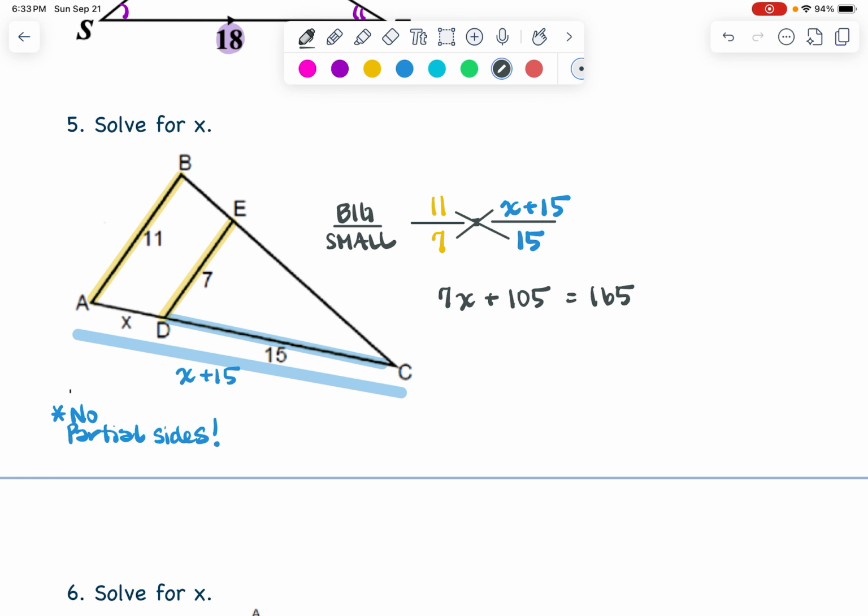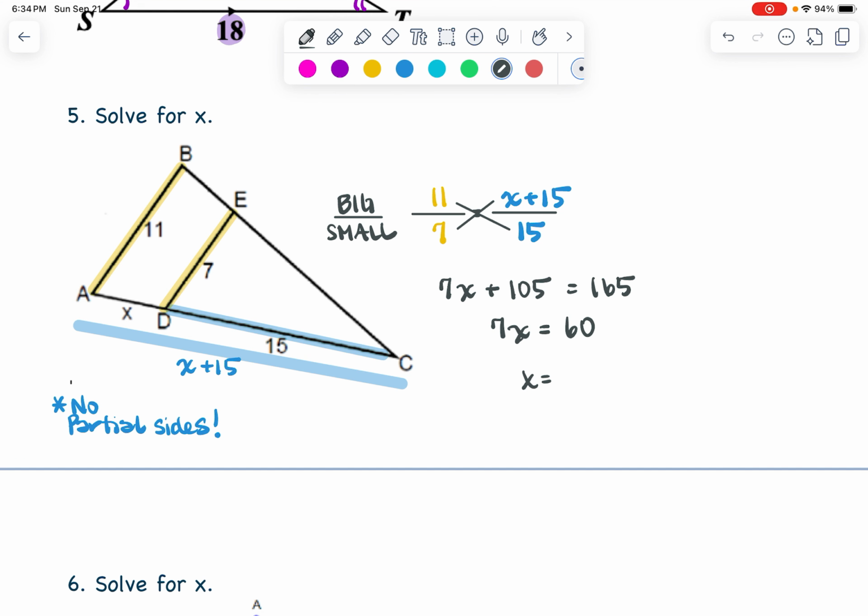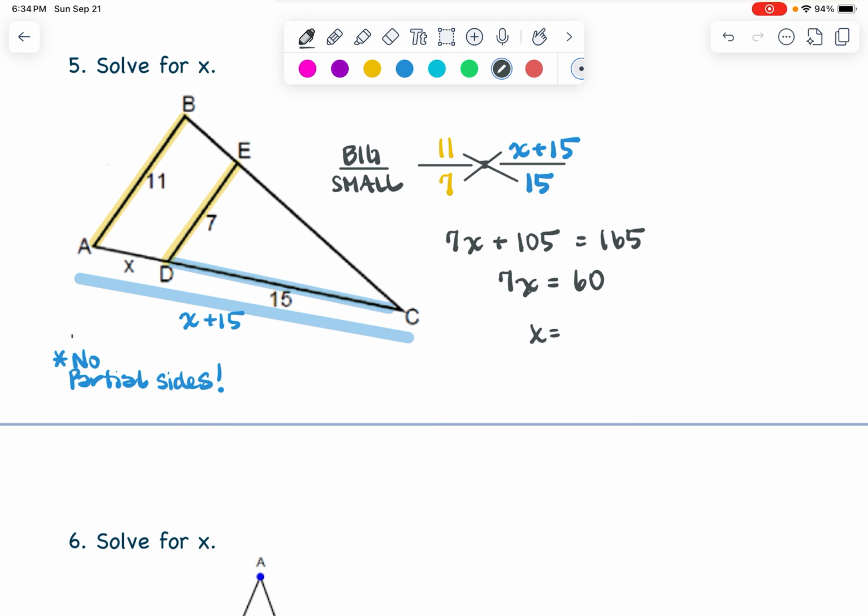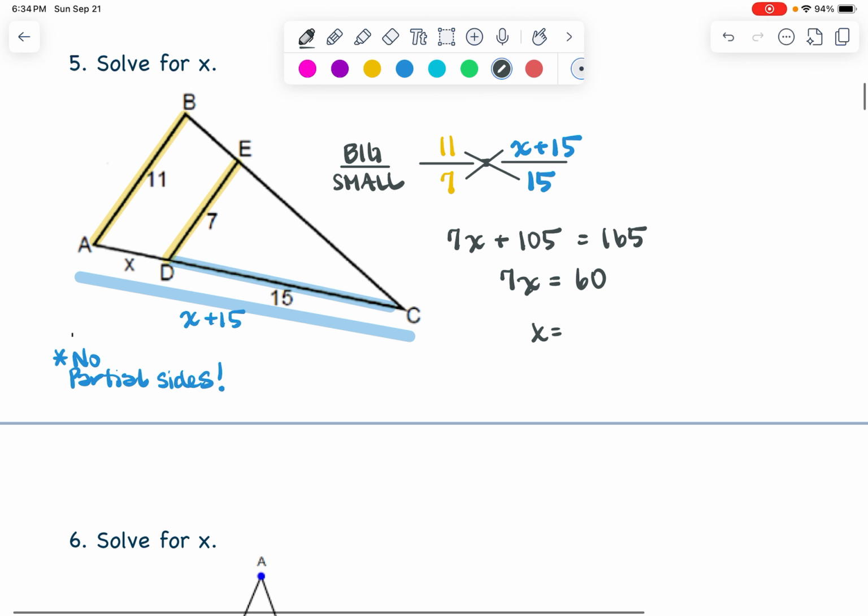All right, so we're going to subtract the 105, get 7x equals 60. And we're going to divide that by 7. Now, when I type that in my calculator, that is not a friendly answer, right, or a friendly decimal. It does keep going on forever. So I'm just going to leave my answer as 60 sevenths. And that is the most reduced. You can hit math, enter on your calculator, and it'll take you right back to that 60 sevenths. All right, and that is okay.